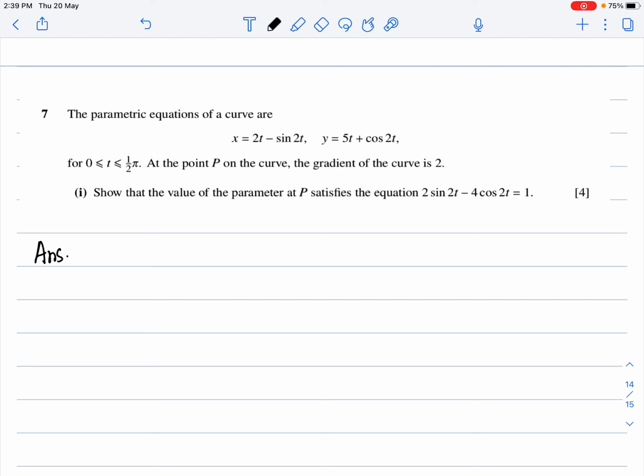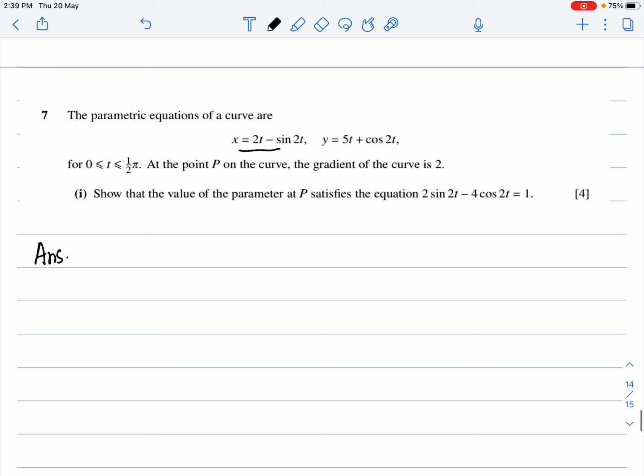This is the seventh question of the paper. As you can see, this is a parametric equation question. We know these are the two equations which are given to me. At point P on the curve, the gradient is 2. We need to show that the parameter P satisfies this equation.